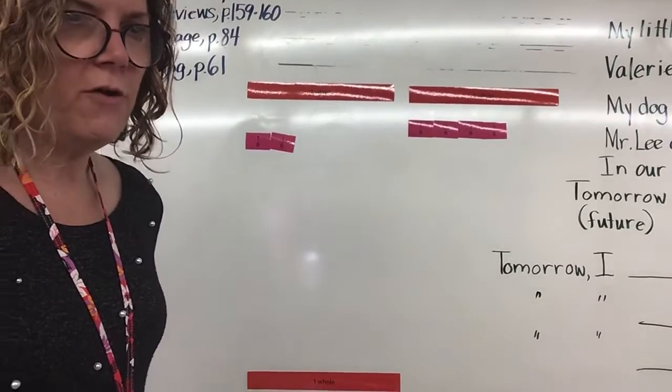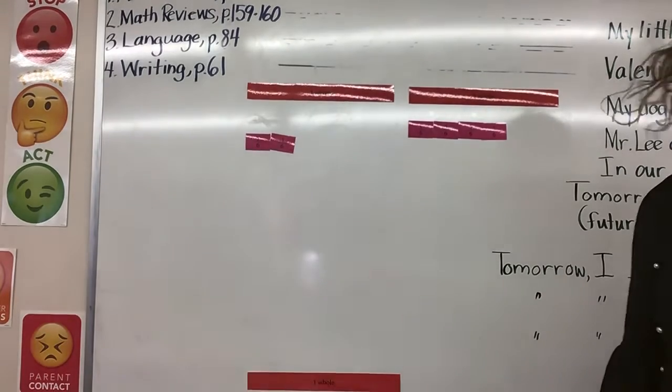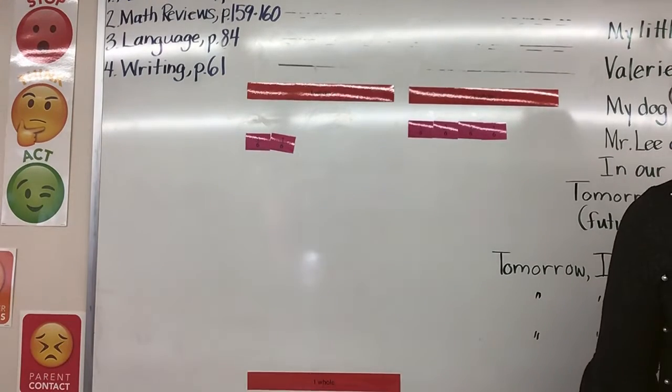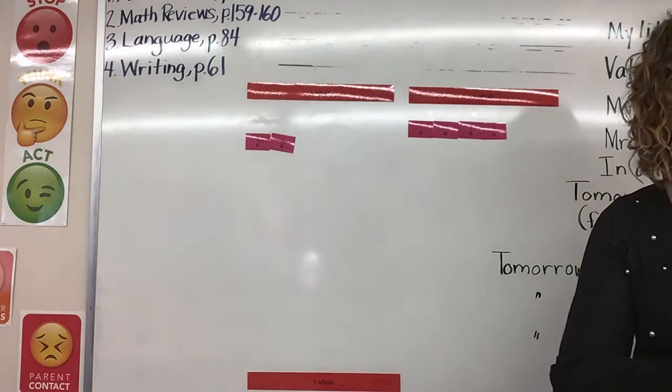Alright, today for arithmetic, we are doing Worktext page 163 and 164. And tonight for homework, you'll do reviews page 161 to 162. We are going to be learning about mixed numbers.